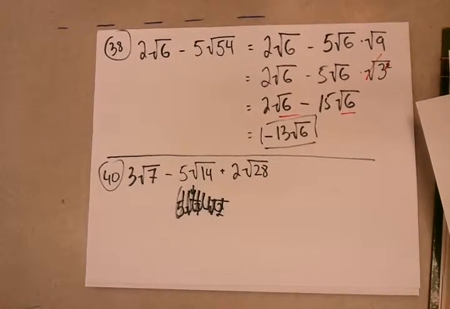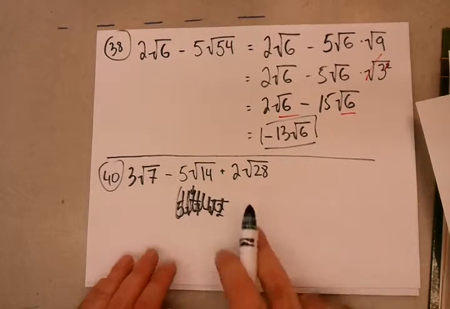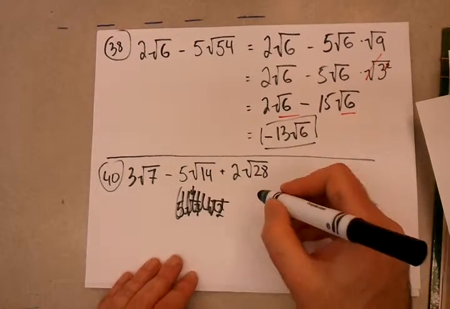Again, that 14, yeah, we can break it down into 2 times 7, but neither of those are perfect squares. So it doesn't really help us get anywhere. So yeah, that one is stuck. Let's look at the last one.